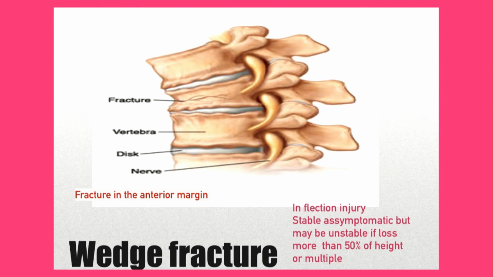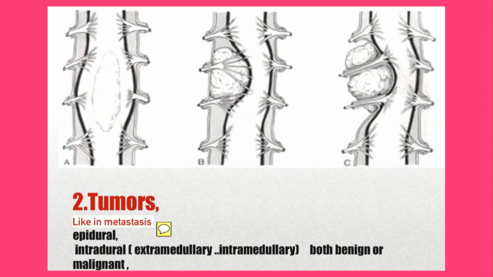In this picture, we see the fracture line, which is wedge-shaped, with the vertebrae above and below intact, and we also see the spinal root emerging from the intervertebral foramen. So it is a stable, asymptomatic fracture. If it is unstable, we need surgical decompression and repair.